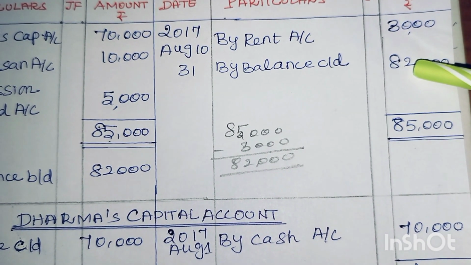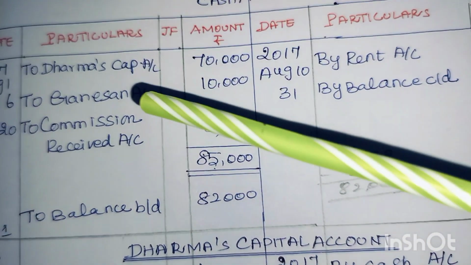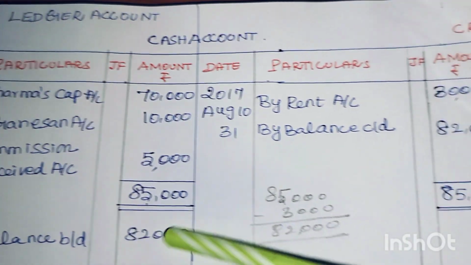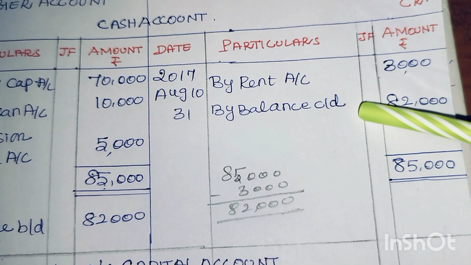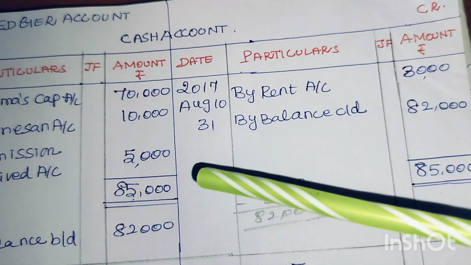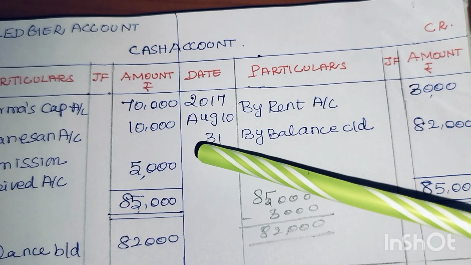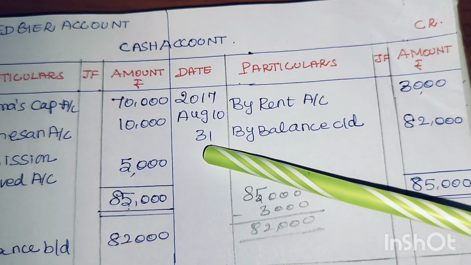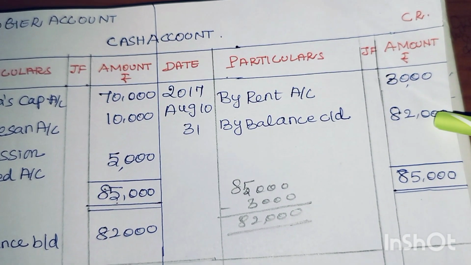Okay, now we add 82,000 plus 3,000, what do we get? 85,000. And on debit side, 70,000 plus 10,000 plus 5,000, what do we get? 85,000. Both sides are equal now. Okay, then what do we write against 82,000? Now we are going to close the cash account. So what is the last day of the accounting period? August 31 is the last day of the accounting period. So we have to write 31, by balance carried down, 82,000 entered.